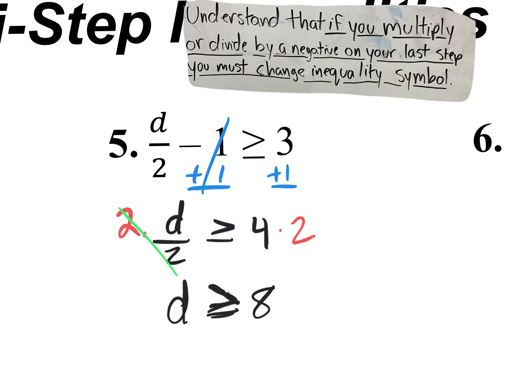That's kind of ugly. And why is that? Again, because you need to understand that if you multiply or divide by a negative on your last step, that's when you change the inequality symbol. We did not multiply by a negative. We multiplied by a positive. So that's why I did not change the inequality symbol.